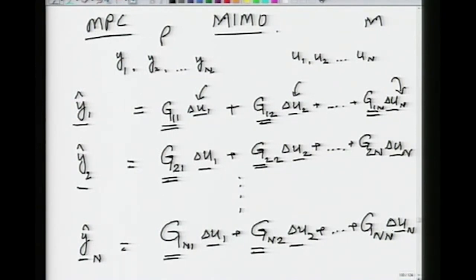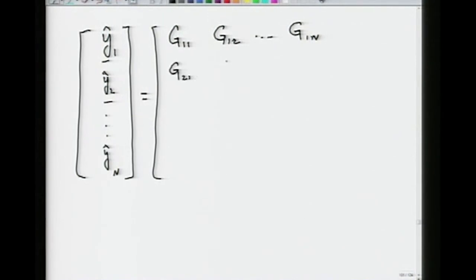And you can see if I put all of this in matrix form, what I then get is Y1 predicted, Y2 predicted, and so on, Yn predicted is equal to the matrix G11, G12, G1n, G21, G22, G2n, and so on, multiplying the vector of delta U's.